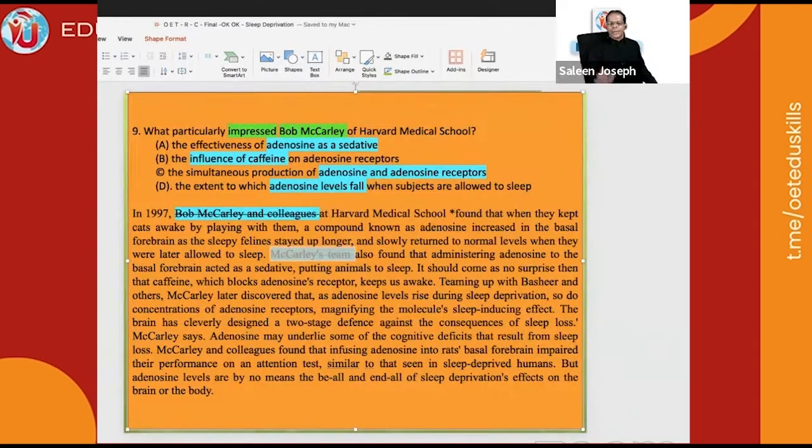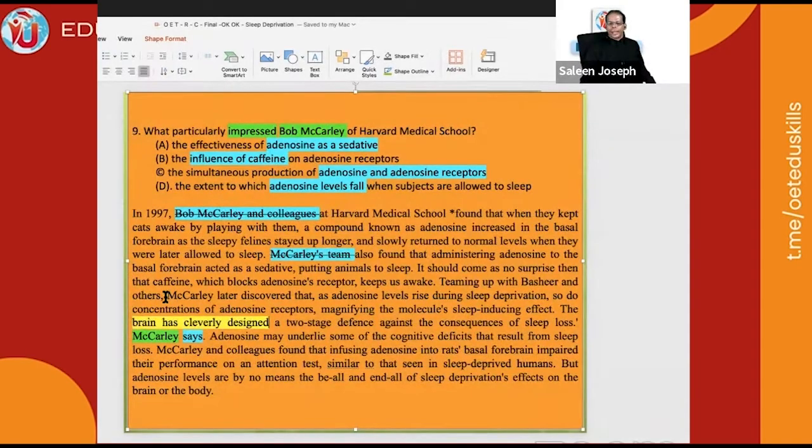This is the strategy that you will find repeatedly in OET. When there is a name, this can be called moving from general to particular, or moving from plural to singular, differentiating between plural and singular. Now, where do you have McCauley? Do you have anywhere only McCauley? "McCauley later discovered." Yes, McCauley later discovered. Brain has cleverly designed. Where is it? Yeah, brain has cleverly designed.